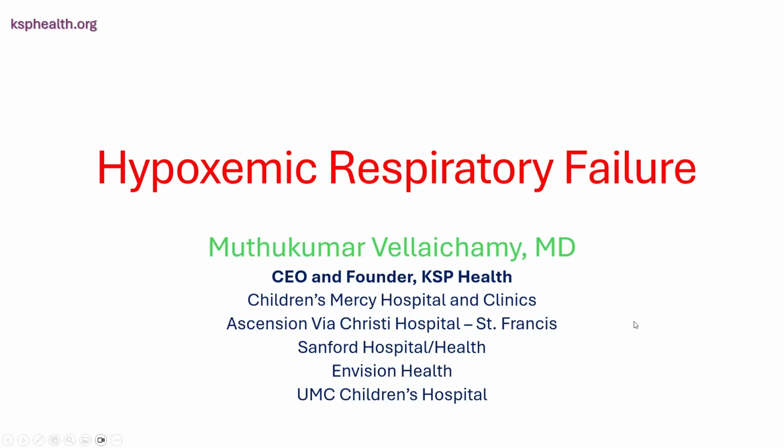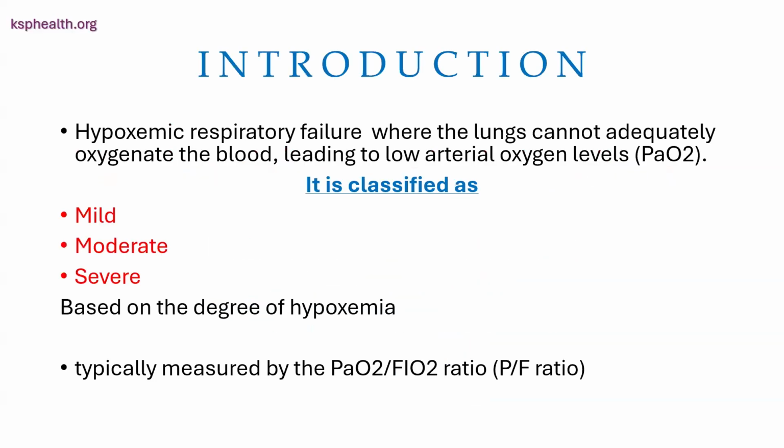Good evening. Today we are going to talk about hypoxemic respiratory failure. There are three kinds of hypoxemic respiratory failure. In hypoxemic respiratory failure, the lungs cannot adequately oxygenate the blood, leading to low arterial oxygen levels. It can be classified into mild, moderate, and severe based on the severity of hypoxemia. It is typically measured by the PF ratio, which is the ratio of arterial oxygen content to FiO2.